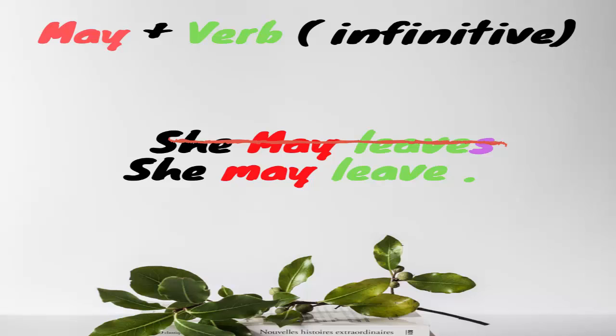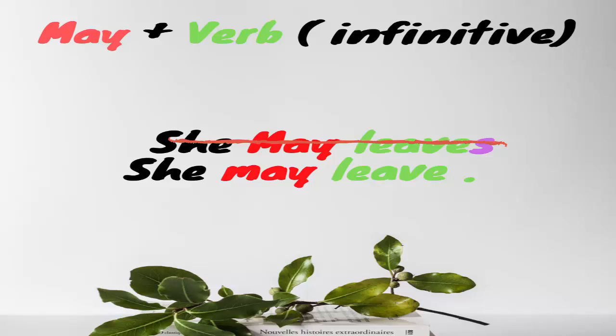Here we say may plus verb, and the verb should stay in infinitive form. That means the verb won't change at all, even if preceded with she or he or it. No change in any tense, whether simple present or simple past or other tenses. So consider the first example. She may leaves. So if we run this sentence, it's not correct.